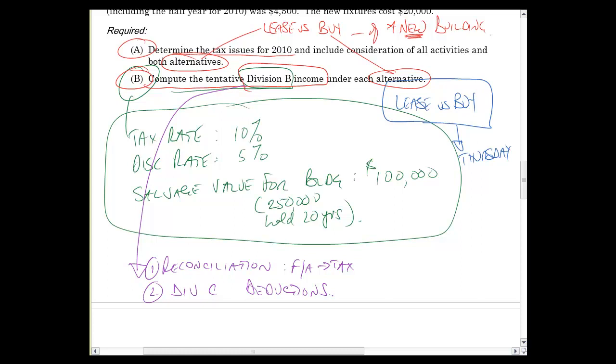What else? Anything else I need to do? Zoe, what's on your mind? Are you talking about Division B income only? That's what I'm talking about, yeah. Why is the Division C, why is it not?